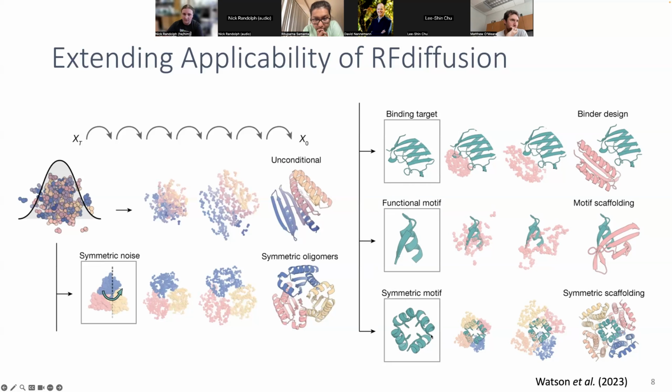We can also do symmetric motif scaffolding. So we have this nice symmetric motif here that we want to preserve. This kind of combines the motif scaffolding and the symmetric noise to scaffold us symmetrically to generate a protein like that. We'll go into a little bit more of the specifics, hopefully, of these as we dive into the paper.